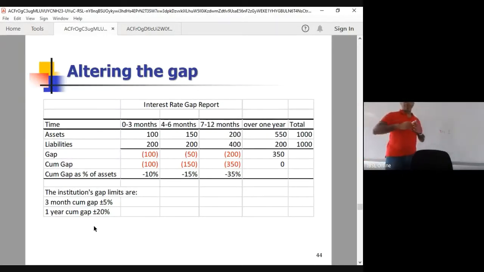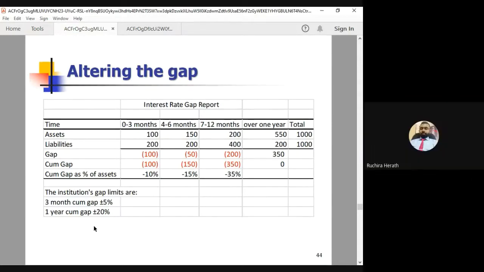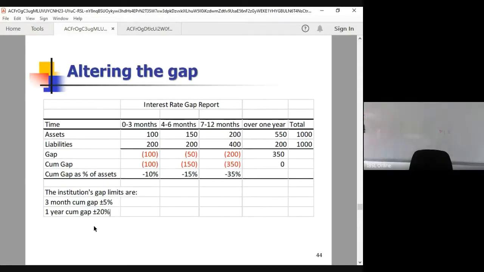Why have we put these limits for each bucket? In order to maintain the liquidity, for example. Another reason. Liquidity, yes, could be, but one of the main reasons.